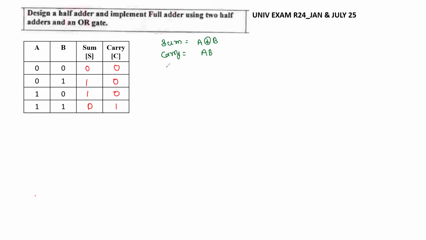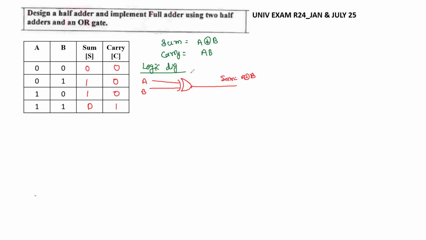Now, if they're asking for the design, we have to go for the logic diagram. So what things are required here? One XOR gate is required. The inputs of this XOR gate are two inputs, A and B. This output is going to give us the sum, that is A XOR B.